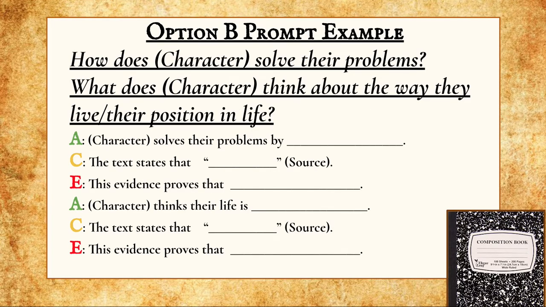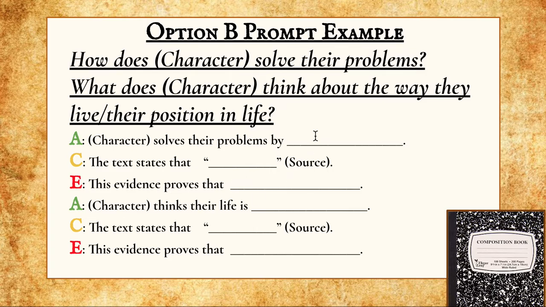This is a model that you could use to answer these questions if you're not really sure where to start with that ACE format. So pick a character, and their name will go anywhere it says character. So if you said Ponyboy, the question would be, how does Ponyboy solve their problems here? Maybe you want to do Soda Pop or so on and so forth. But pick the character, and anywhere it says character, that's just where their name goes. And you can tell me how that character solves their problems, and also what they think about their life, their position in life or the way that they're living, and if they're happy with that, frustrated with it. And as always, evidence from the text with a page number where it says source and an explanation that explains your evidence.